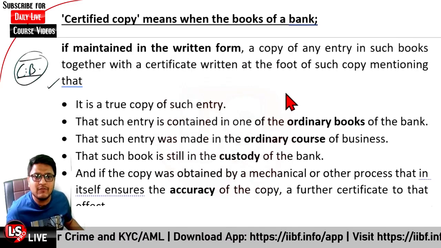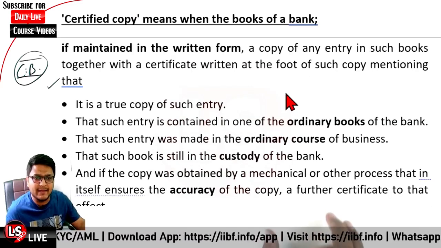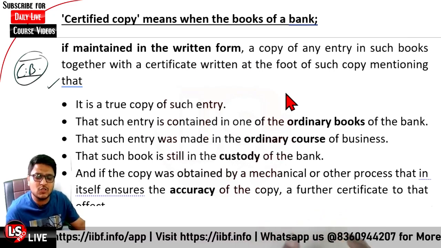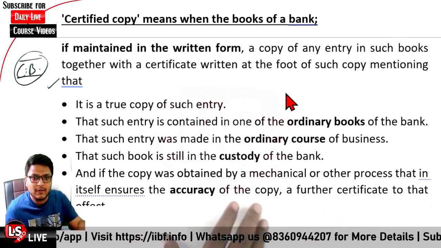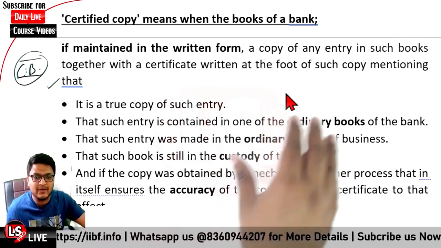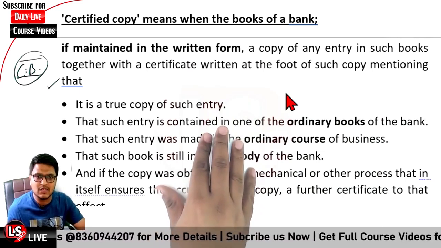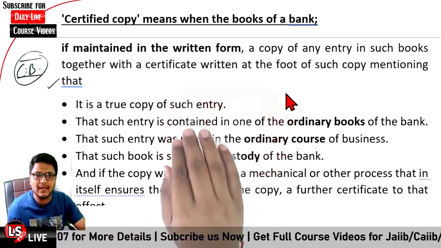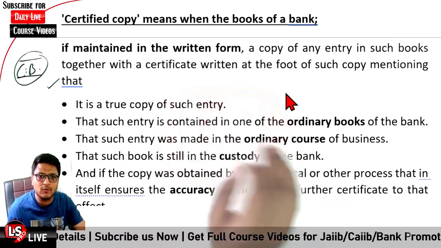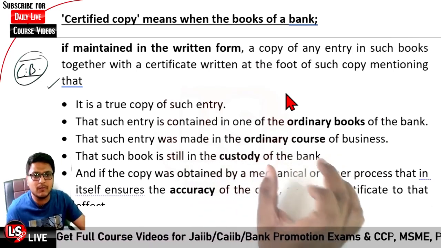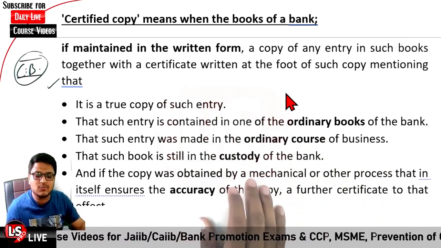And further, if the copy has been obtained by a mechanical process or by electronic means, in that case a further certification to that is required. So if the entry has been copied as such from the system, in that case it is to be certified, first of all, that it is a true copy and it is contained in one of the ordinary books, and the entry has been made during the ordinary course of business, and such book is still in the custody of the bank.